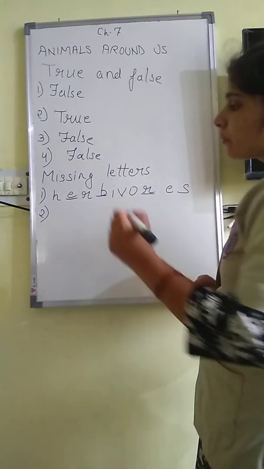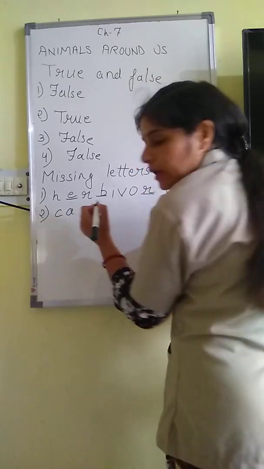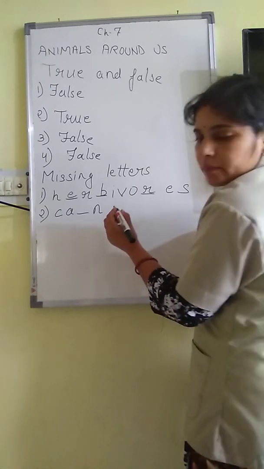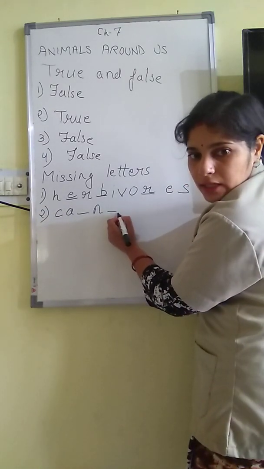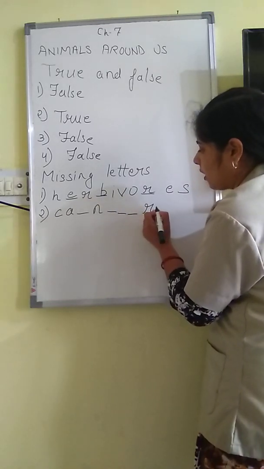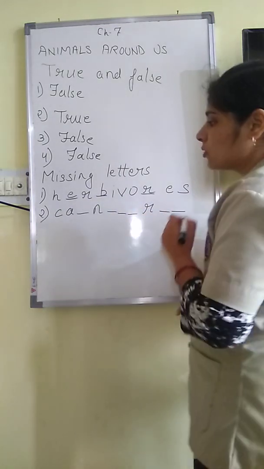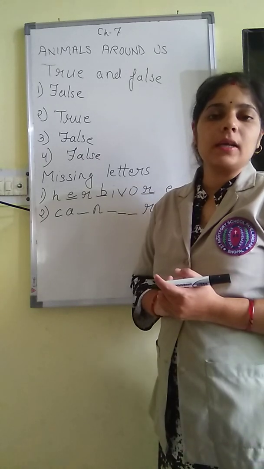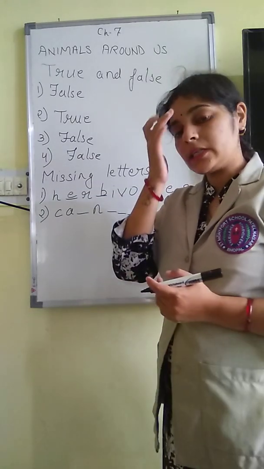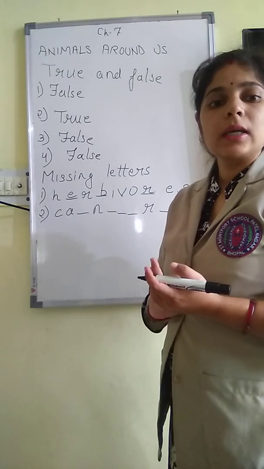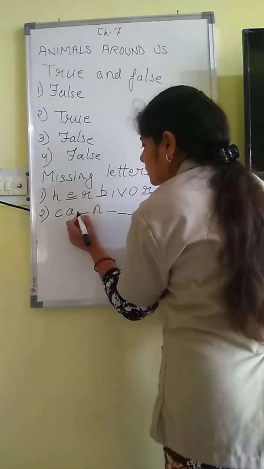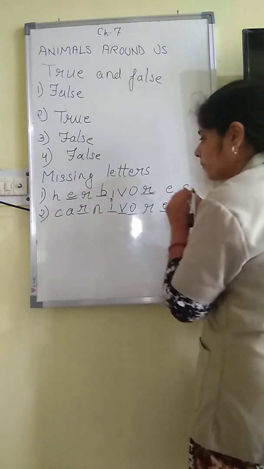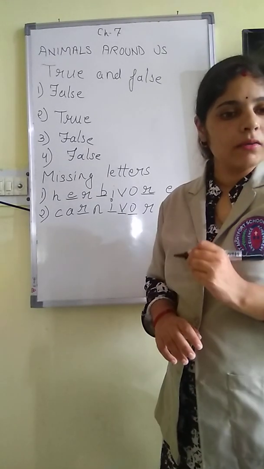In your next fill up, the word given is C, A, then a dash, then N, then 3 dashes, then you are having R and again 2 dashes. So the animals like lion and tiger, your lion and tiger eat flesh. So these animals are under the category of carnivores. So here it is carnivores. So they are carnivores.